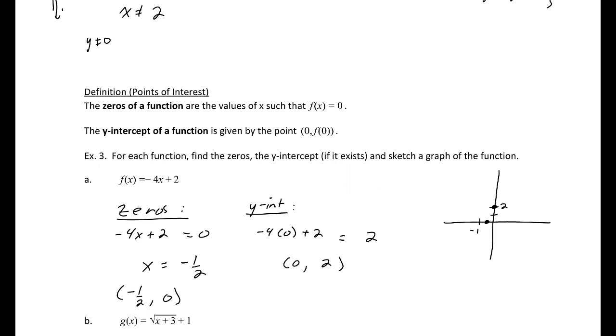Now I happen to know that's +1/2, that's the problem. That should be +1/2, which makes this point, okay, it's 1/2. There we go. That's a little better. Okay, so we have a linear function here, so it is going to be a line, and therefore that's our sketch.